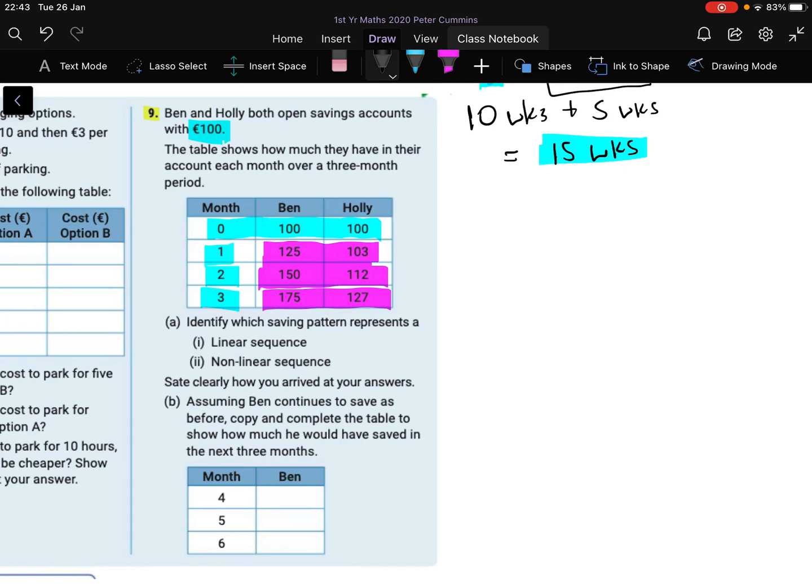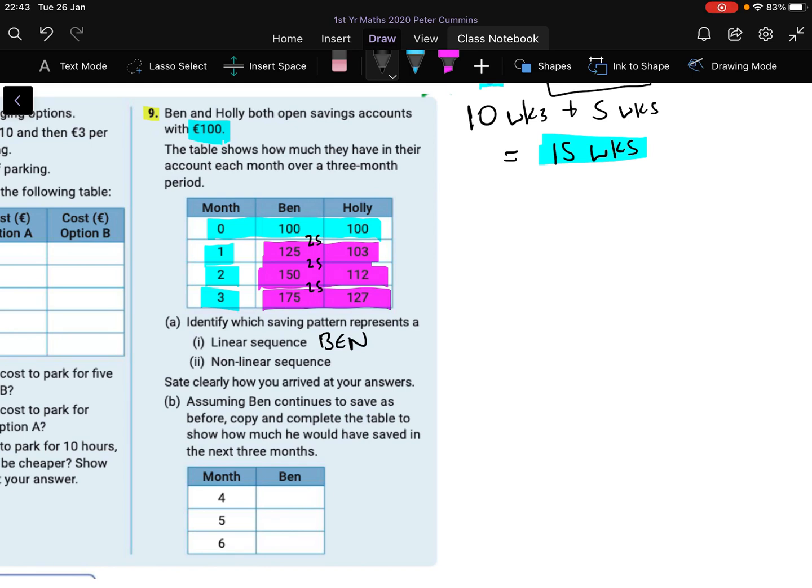Okay, well, let's take Ben first. So Ben goes from 100 to 125, which is 25 euros, and then 25 euros, and then 25 euros. So we know that because the first difference is the same, Ben is a linear one. He's adding 25 every month. Every month he goes in, he throws in 25 quid.